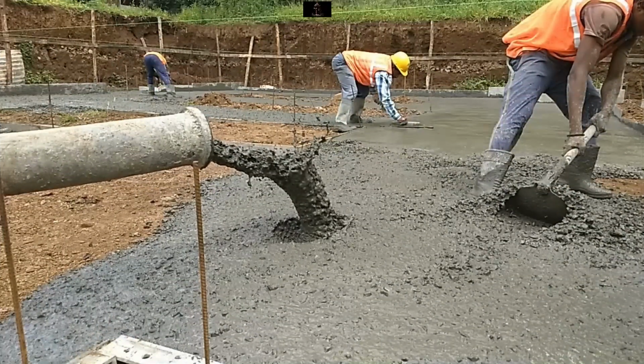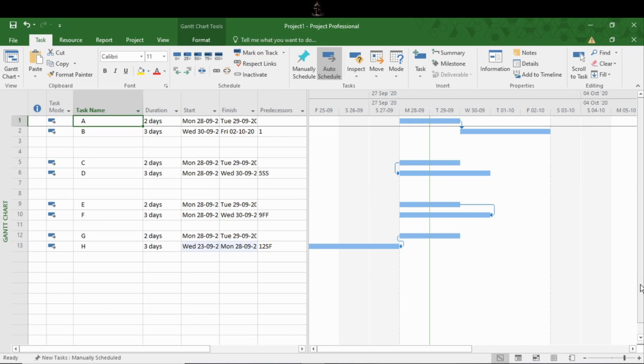This relationship is the easiest and most used in linking activities, and 90% of the time it is used in planning. Let's go to the next one, the start to start relationship. This relationship is generally used to indicate activities starting simultaneously.